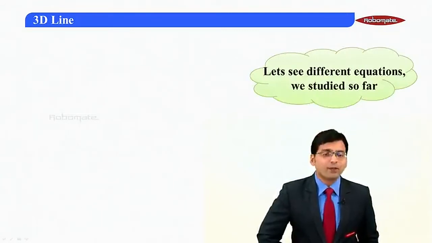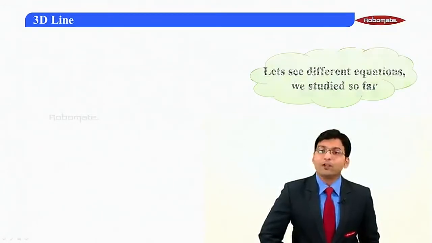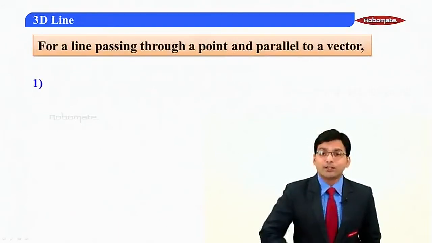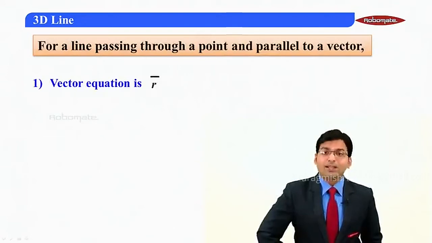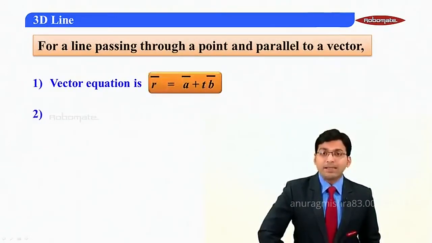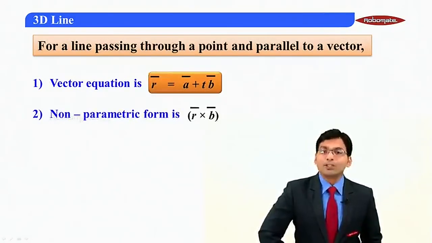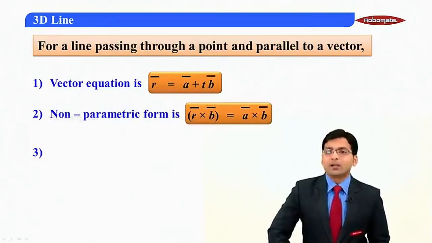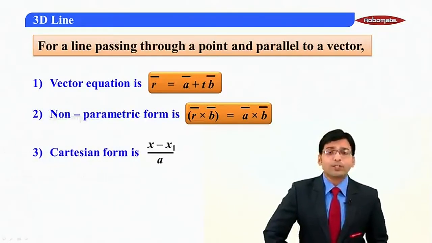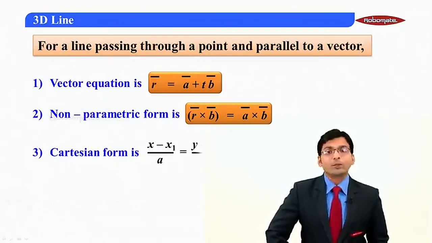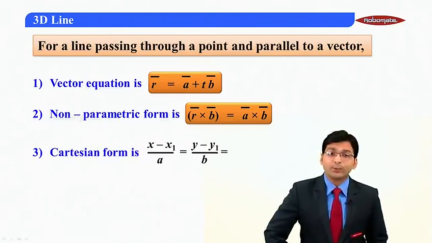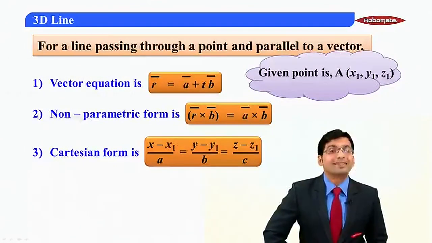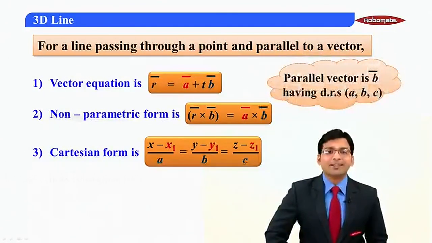Let us summarize everything we have studied so far, that is, the different equations. For a line passing through a point and parallel to a vector, we have the vector equation, that is R bar equals A bar plus t B bar. Then the non-parametric form, which is R bar cross B bar equals A bar cross B bar. And the third one, the Cartesian form, which is (x minus x1) upon a equals (y minus y1) upon b equals (z minus z1) upon c. In all these forms, the given point is A and the parallel vector is B bar.